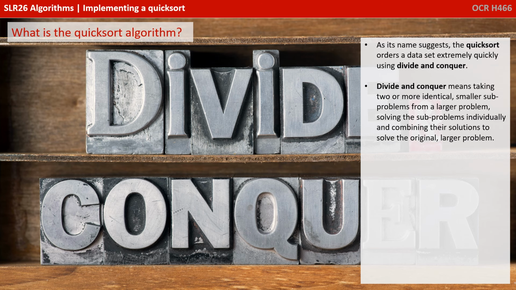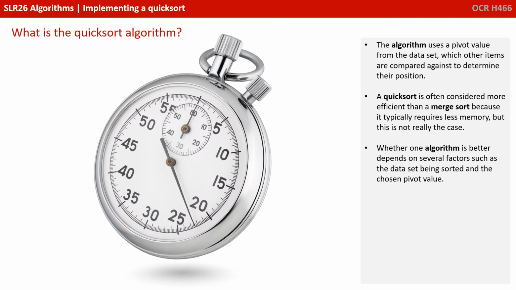As its name suggests, the Quicksort orders a data set extremely quickly using divide and conquer. Divide and conquer means taking two or more identical smaller subproblems from a larger problem, solving the subproblems individually and combining their solutions to solve the original larger problem. The algorithm uses a pivot value from the data set, which other items are compared against to determine their position.